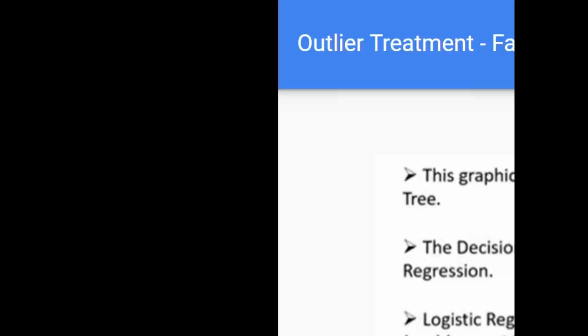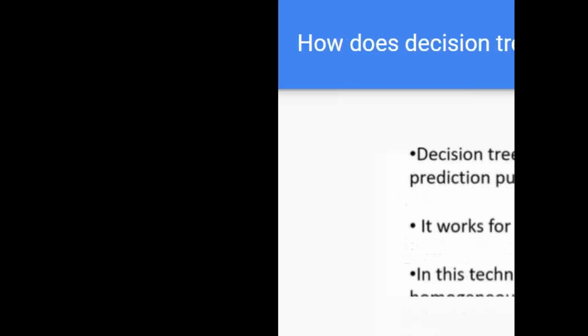Now, decision trees can be used for both classification and regression. You can use it to predict the kind of things that we have done with logistic regression, and you can also use decision trees to do the kind of things that we have done with linear regression. So it can be used for both approaches. But most of the time we use decision trees for classification problems.